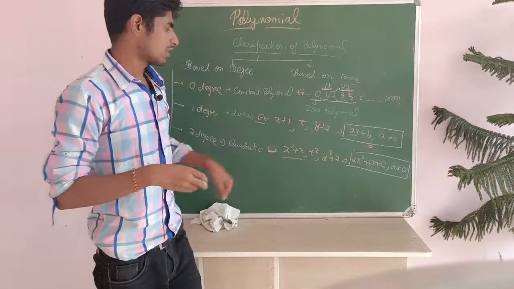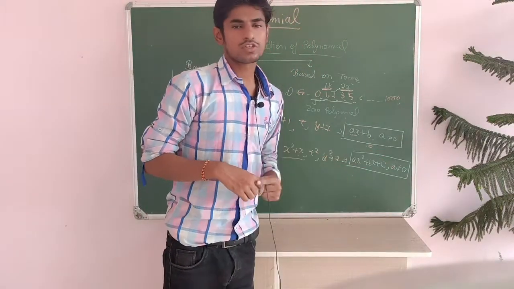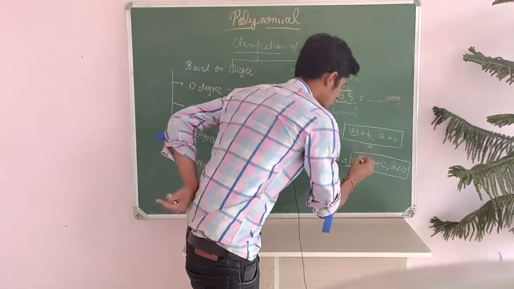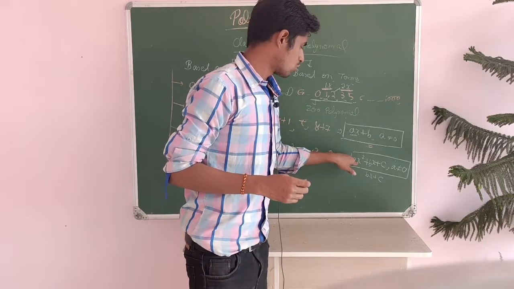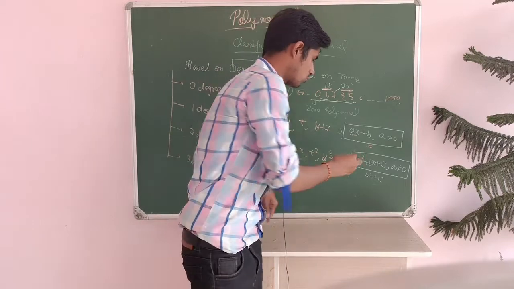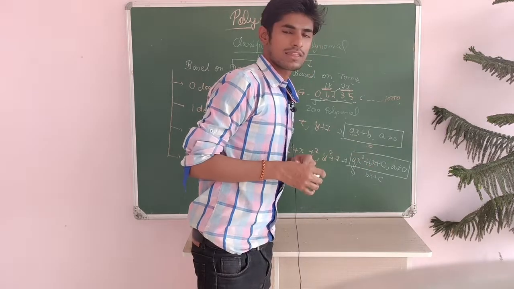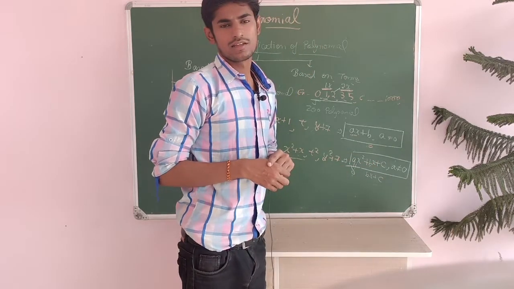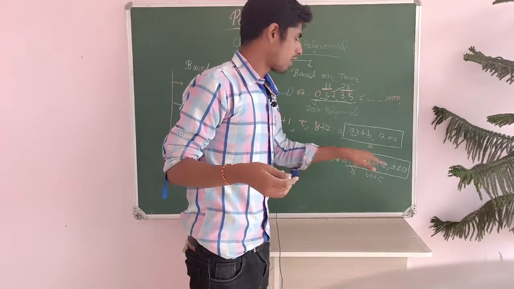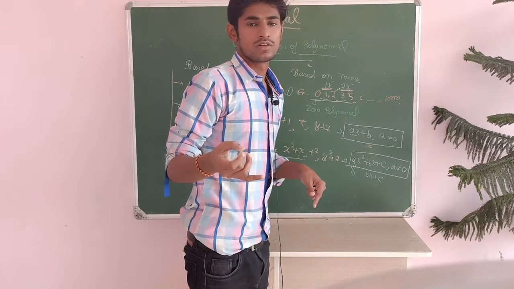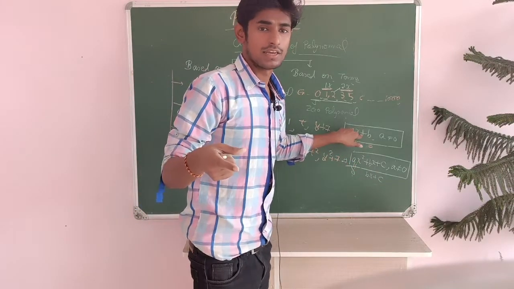Here you can see the highest power is 2. Again, why did I say a not equal to 0? If a becomes 0, this will become bx plus c. When a equals 0, 0 into x square, that is 0. So this whole thing becomes 0, and it becomes bx plus c. So this will become linear. That's why I am saying a should not be 0. Otherwise it will not be quadratic, it will become linear.